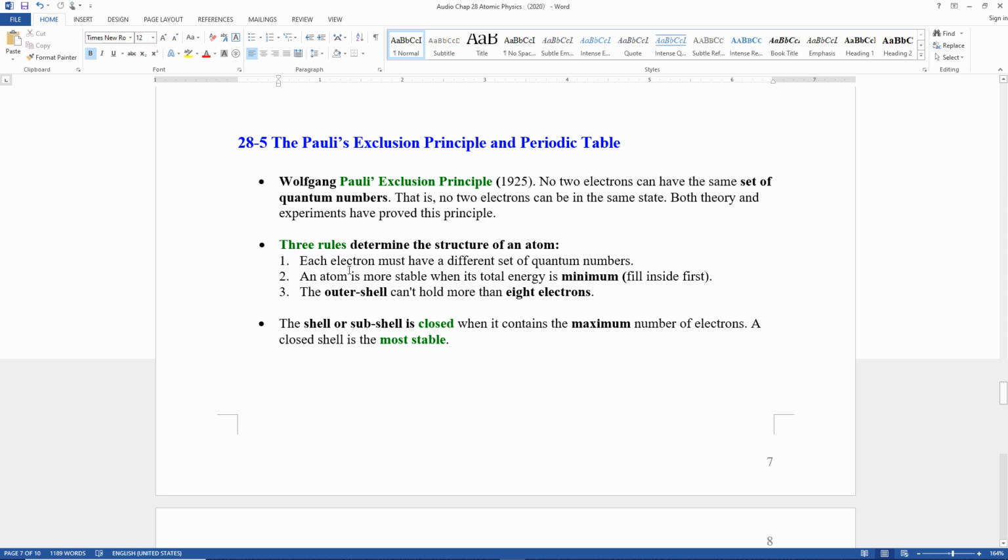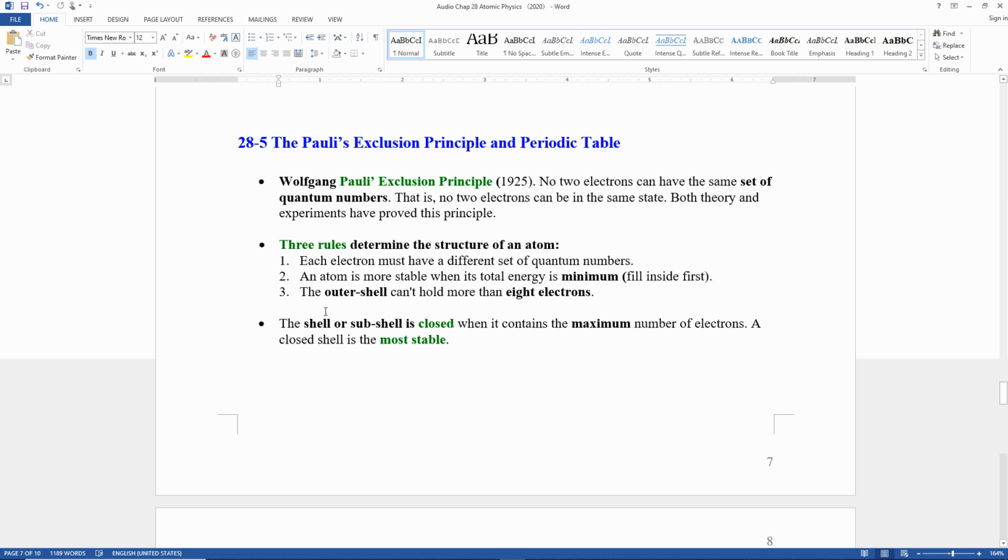Each electron has how many quantum numbers? Four quantum numbers. Every electron has four quantum numbers. Now, the atom is more stable when the total energy is minimum. Well, that means electrons always go inside first. When the first shell is closed, then they go to the second one. When the second one is closed, they go to the third one.